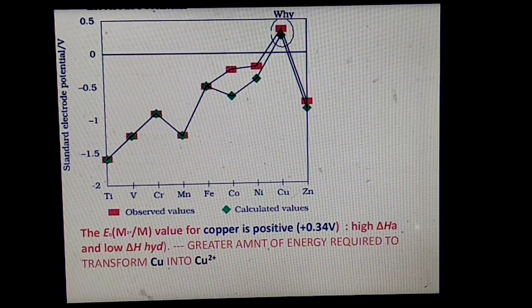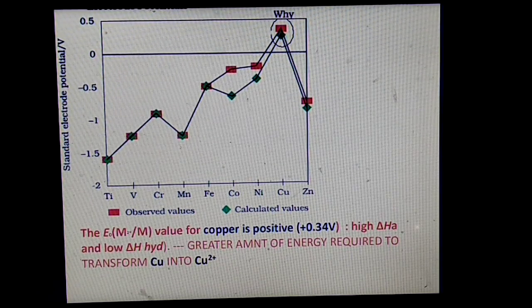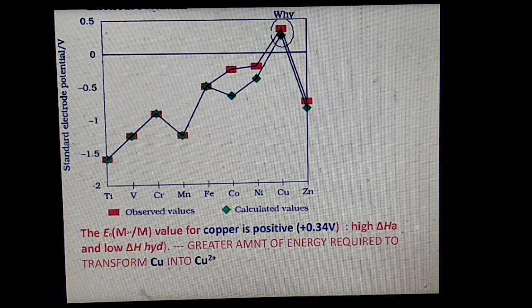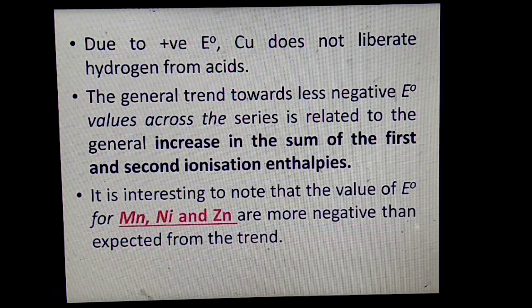So this is about the copper value. Copper is positive: high atomization enthalpy and low hydration enthalpy. Greater amount of energy is required to transform Cu into Cu2 plus. The high atomization enthalpy and low hydration enthalpy mean that a greater amount of energy is required to transform copper into copper 2 plus.